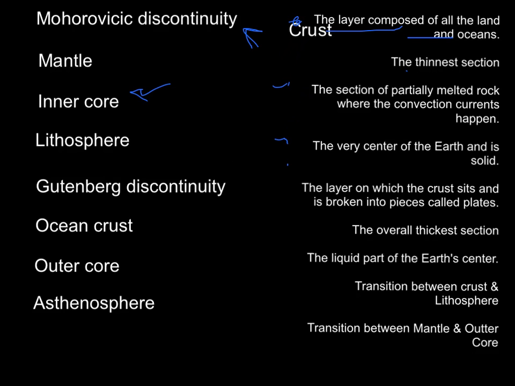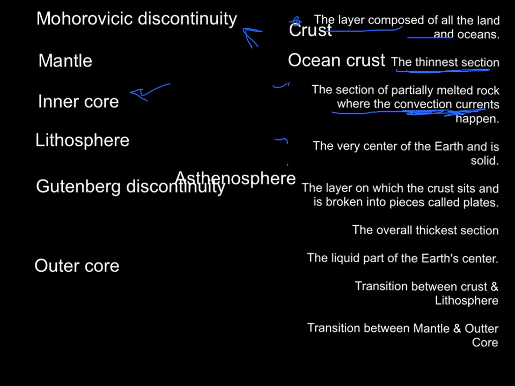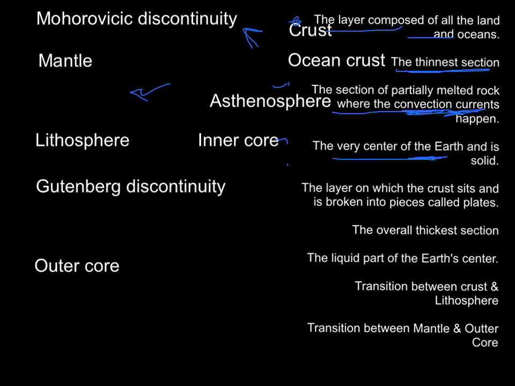Next, the thinnest section. Which one of these on the left is the thinnest section? The ocean crust. Yes, yes. Now, the section of partially melted rock where the convection currents happen. Where is the convection currents going on? That is in the asthenosphere. Next, we have the very center of Earth and is solid. What chunk is at the center of the Earth? The inner core.